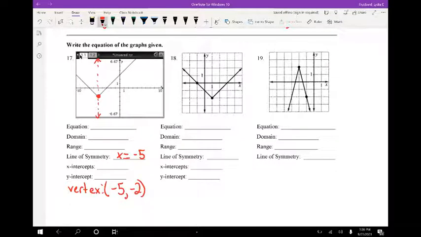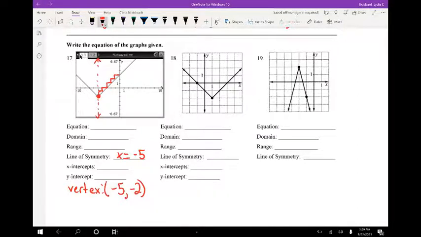So again, line of symmetry always has to be an x equals. It's a vertical line, and it's the x value of our vertex. Okay, we should hopefully see that this graph hasn't really been stretched or compressed or reflected. It has a slope of 1, right? We're going up 1 to the right 1, up 1 to the right 1, all the way clear across our graph.